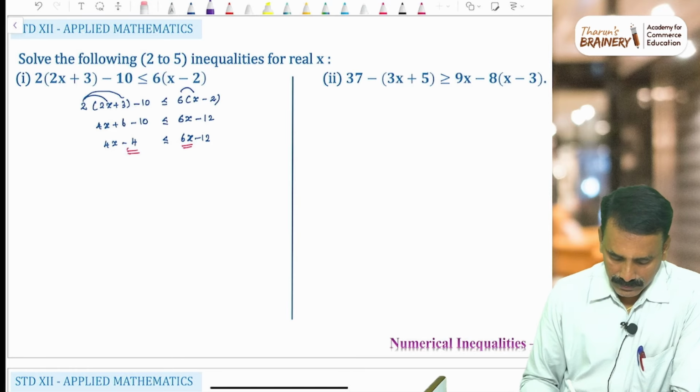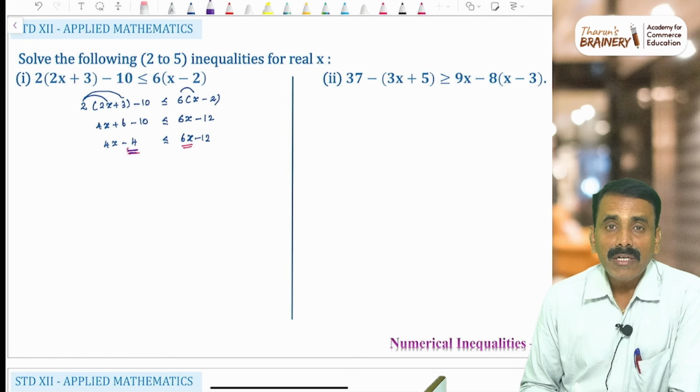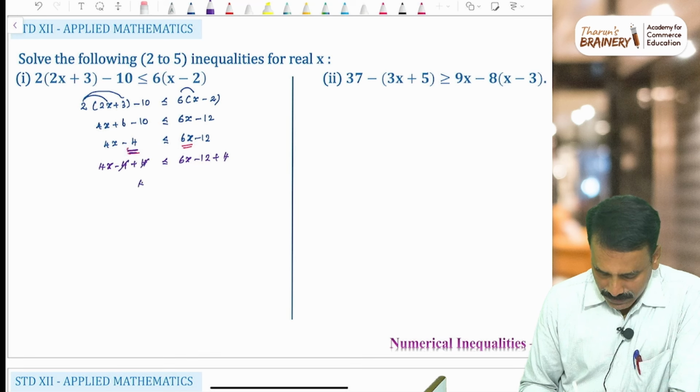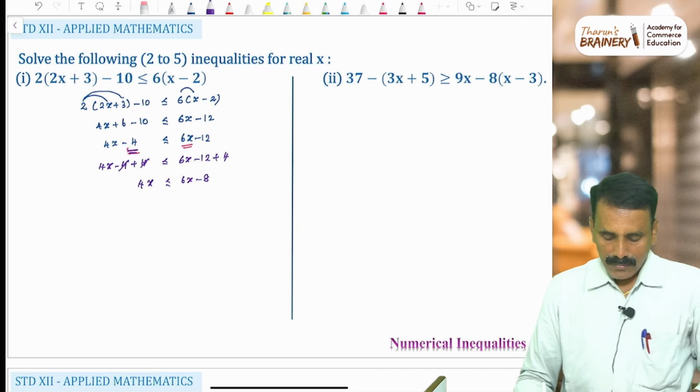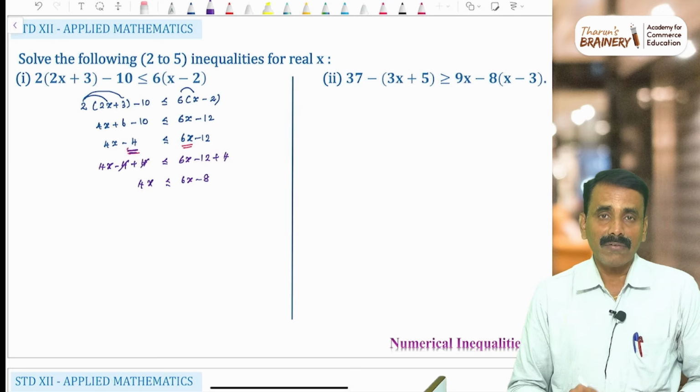Minus 4. So the additive inverse of minus 4 is plus 4. So, 4x minus 4 plus 4 less than or equal to 6x minus 12 plus 4. So, minus 4 cancels. So, 4x is less than or equal to 6x minus 8.